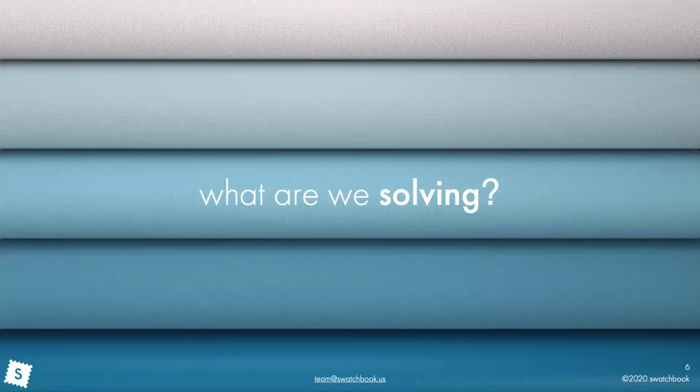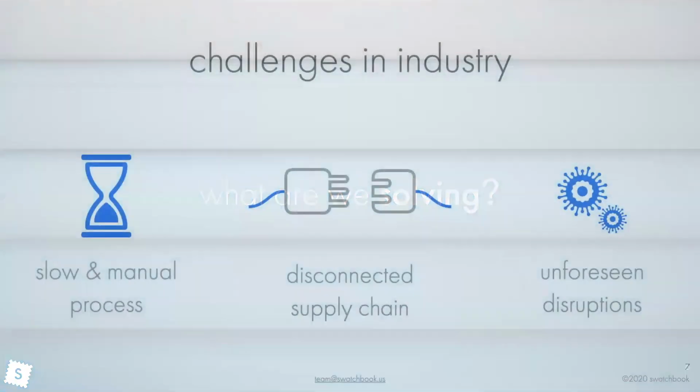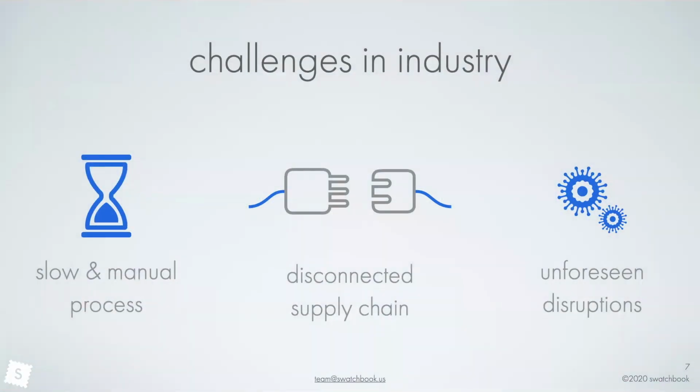And we'll talk about how that has been transformed for us. So we'll start with, what are we trying to solve? There are a lot of challenges in these industries that we mentioned. The ones that we focused on were the slow and manual process of development, whether it's the material creation or the product creation or both. A disconnected supply chain. A lot of times there is no connection between the suppliers and the brands.